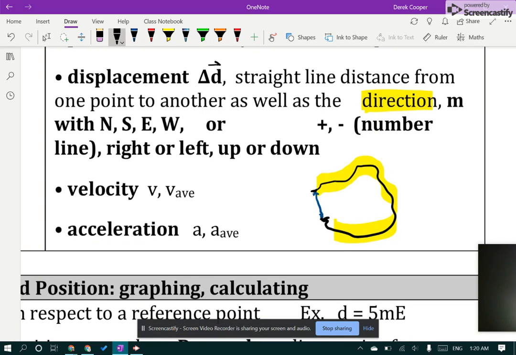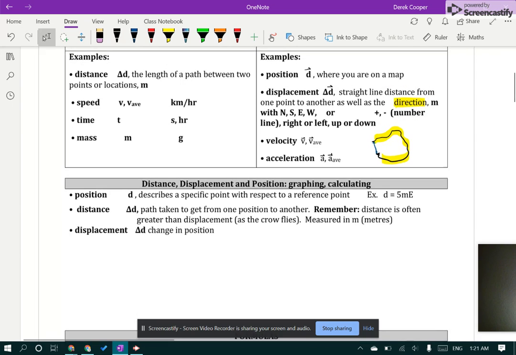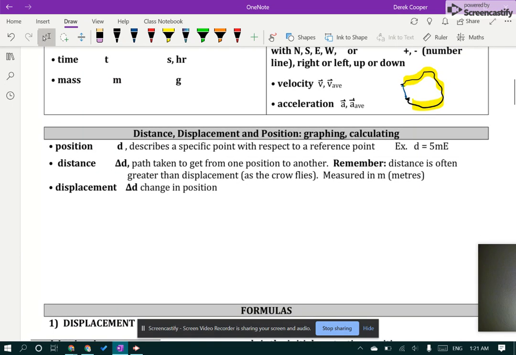So for any of those symbols, we'd have velocity with a little arrow above, the average velocity, acceleration, and the average acceleration both get the little arrow up above. All right. So everything that we're going to do on this page for the most part deals with these questions around distance, displacement, and position.